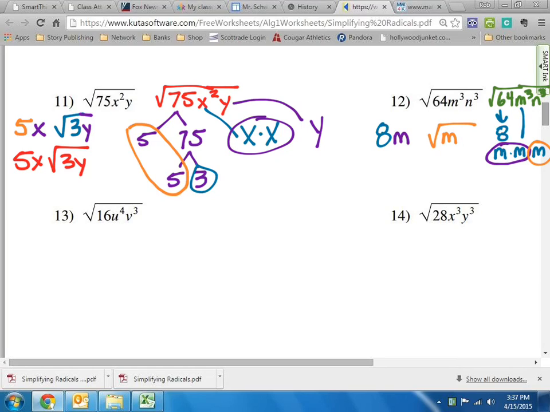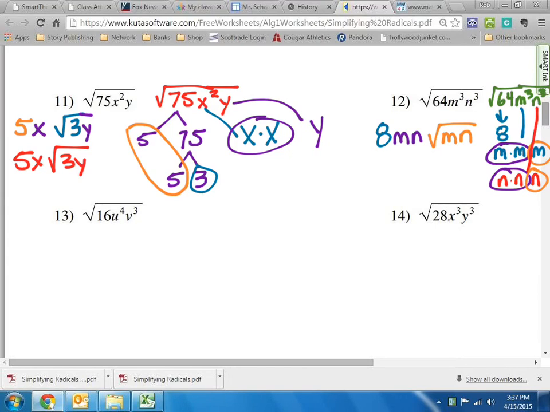And then let's pull out the n's here. I have 3 n's as well. 1, 2, 3. And again, I have a pair of them right here, so I can pull out one of them. Sweet. But I do have 1 left over right there, and so I need to write it on the inside. So that's essentially how you do it. So the answer to number 12 is 8mn, the radical mn.